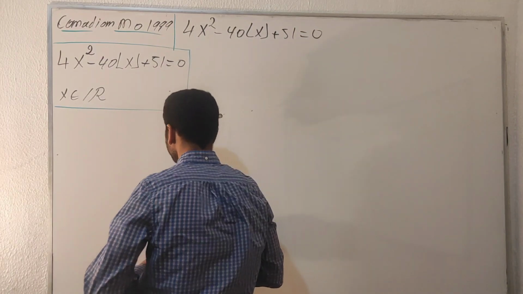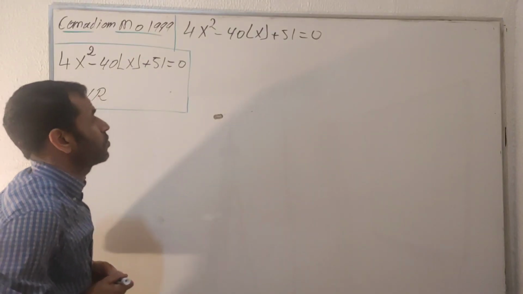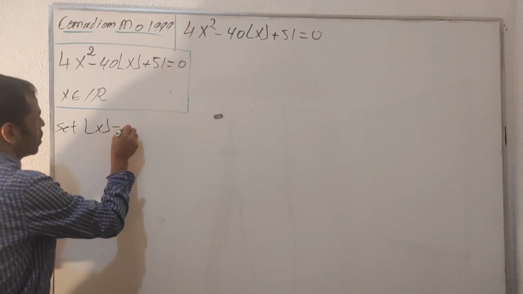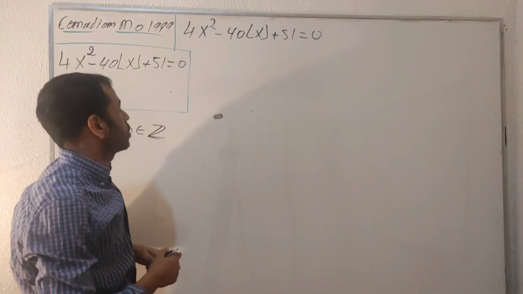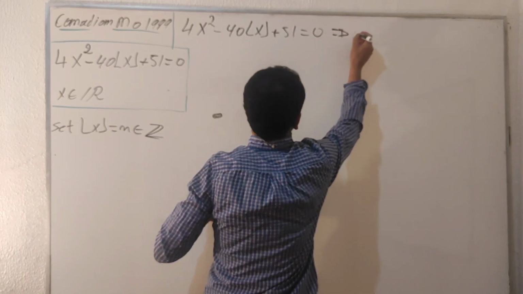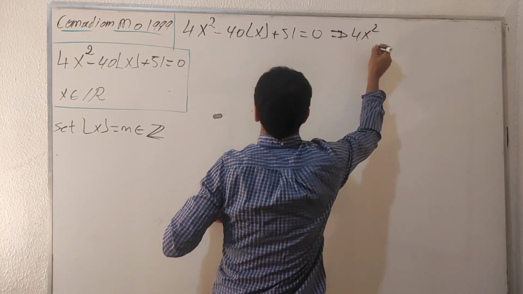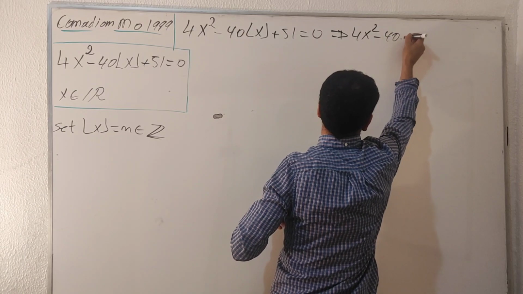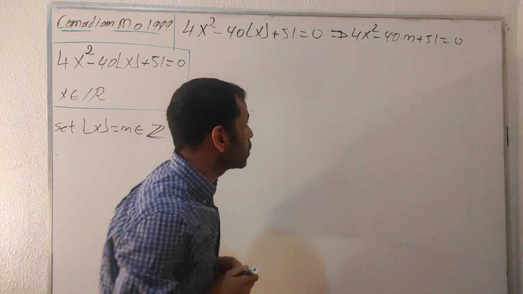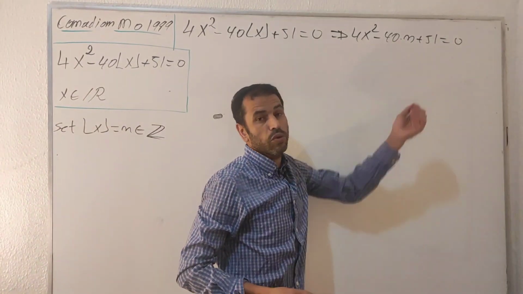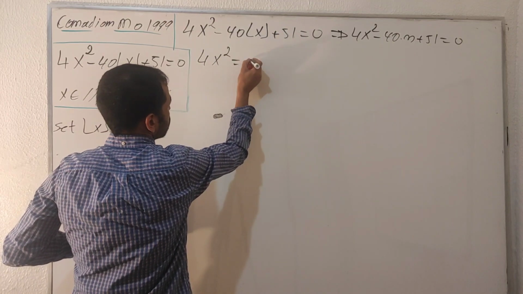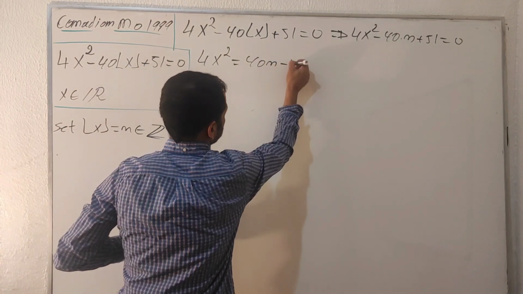By the definition of the floor of x, let's set the floor of x equals n, where n is an integer. Now by replacing the floor of x by n, I get 4x² − 40n + 51 = 0. I'm going to move these two terms to the right side of the equation. I get 4x² = 40n − 51.